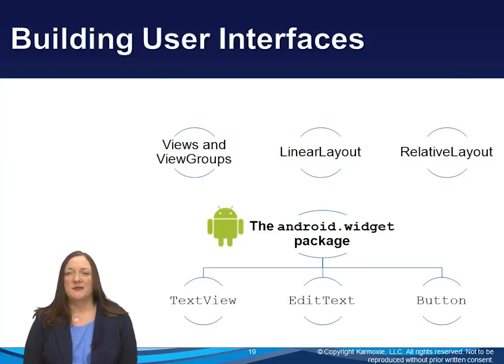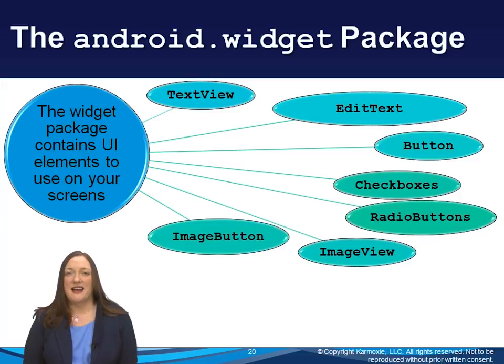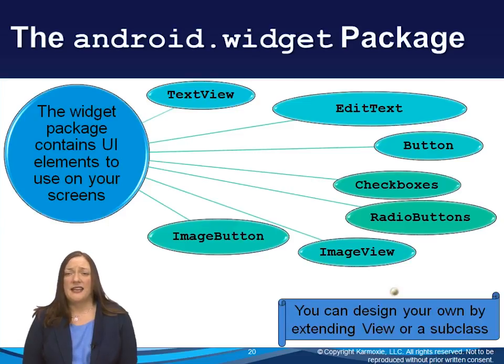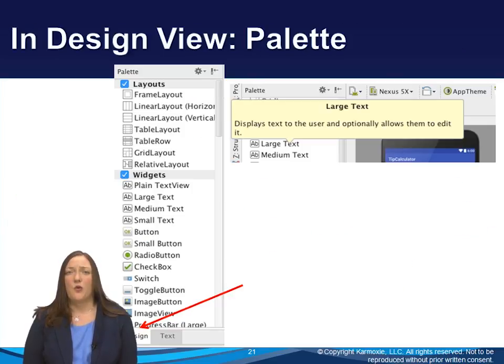So now we're going to take a look at some specifics from the android.widget package. And these are the ones that inherit again from View, but we're going to look at TextView, EditText, and Button. So in this package, we have the items such as the TextView, button, checkboxes, radios, and so on. And really this package contains the UI elements that we would want to use on our screen. And you can create your own. You can basically extend the View class or a subclass of View if you want to create something that takes on some unique behavior.